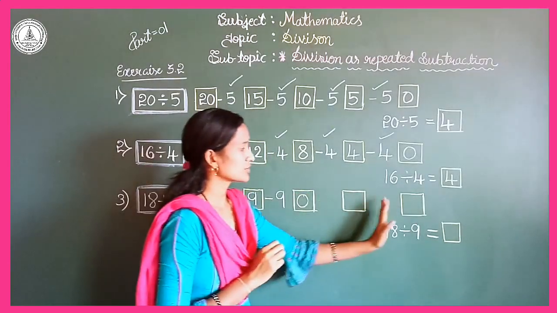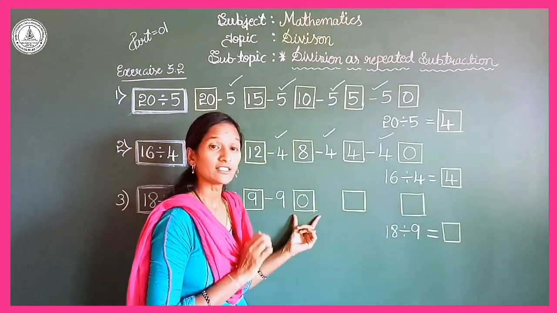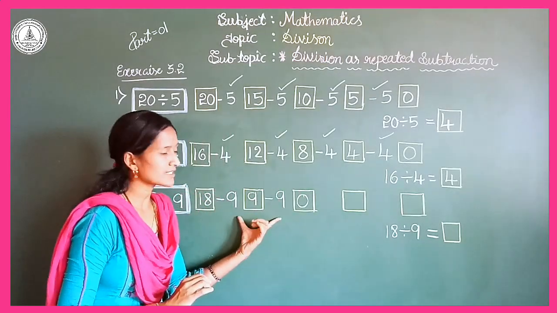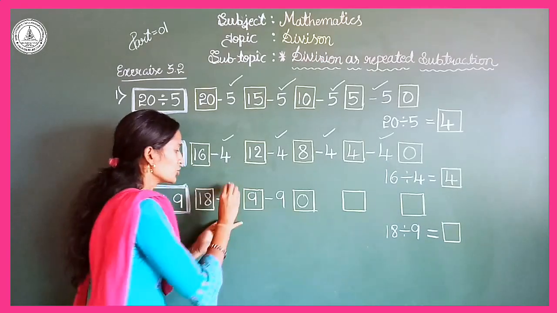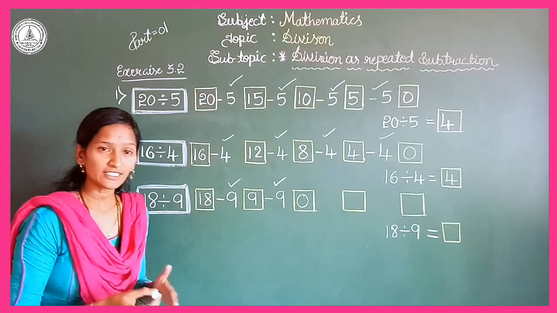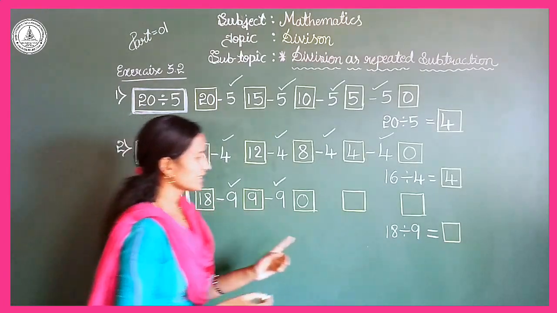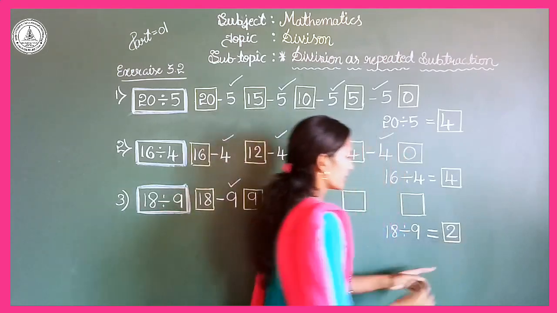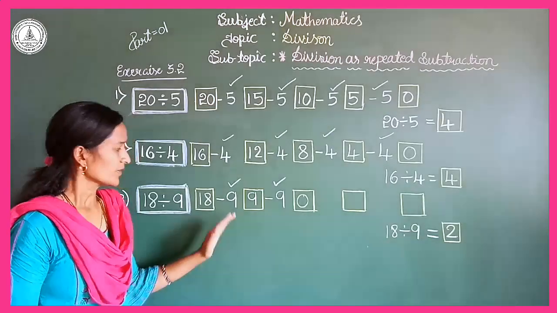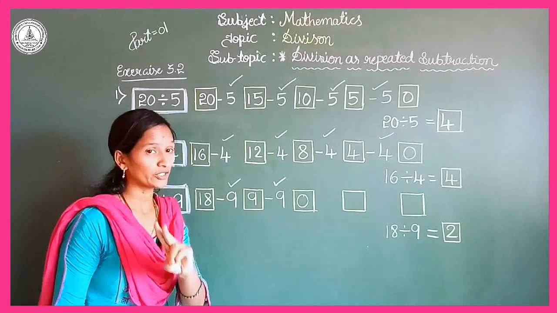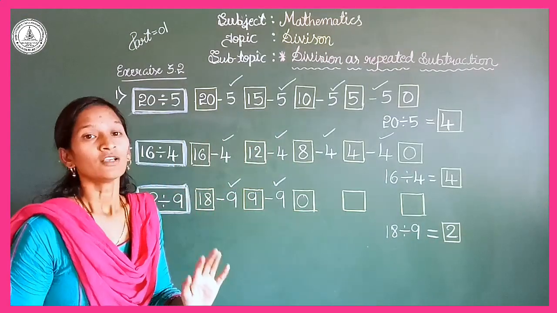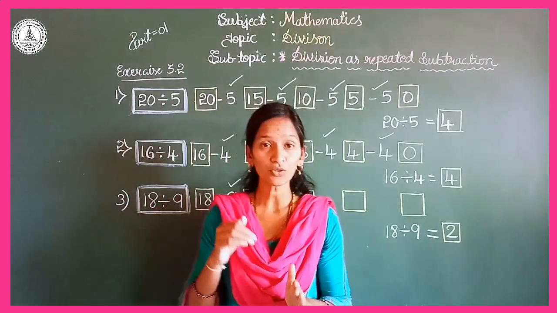So don't worry about these two boxes. Already we get 0 here. Right? So yes, here the number 9 is subtracted how many times? 2 times. Right? So what is our answer? 18 divided by 9 is equal to 2. Write down here 2. Is it clear? In this problem we subtract 9 2 times. Right? So 2 is the answer. Clear? So students, I solved up to 3.